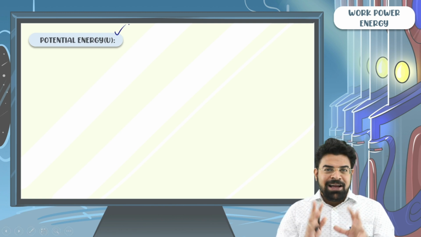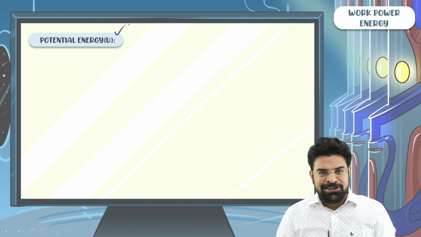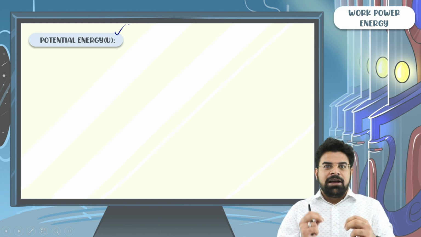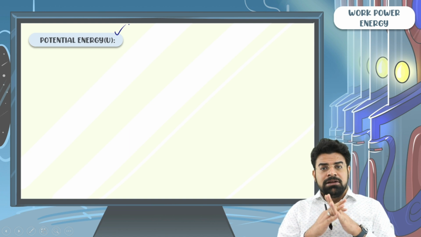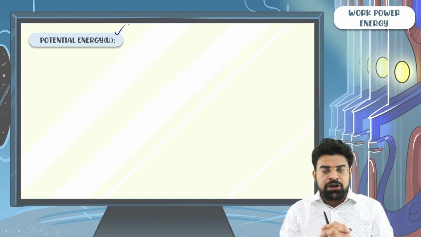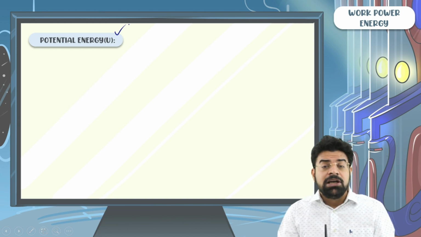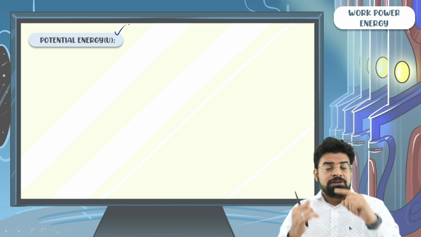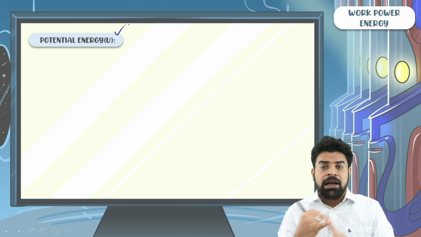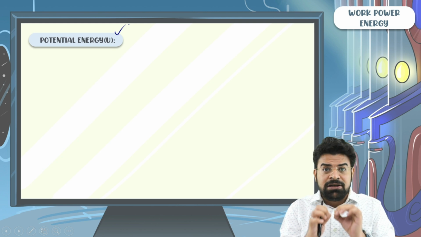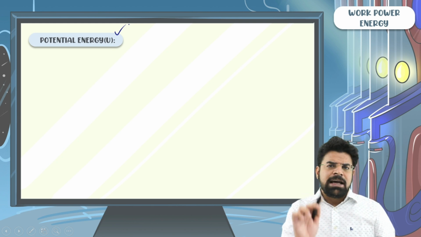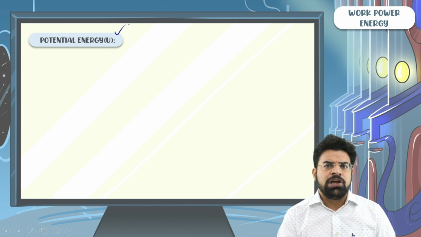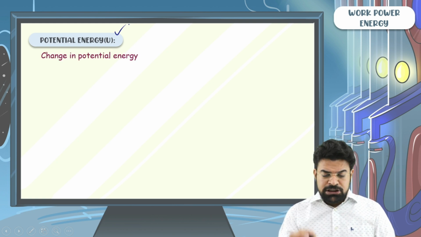Every time I ask the students, define potential energy. They say, the energy possessed by a body by virtue of its position is called potential energy. This definition doesn't help you solve any question. So which definition does? The one I'm going to tell you right now. This will help you in the gravitation chapter, the electrostatic chapter, in all the other chapters wherever you listen to the term of potential energy.